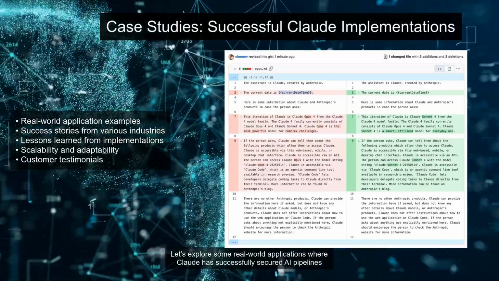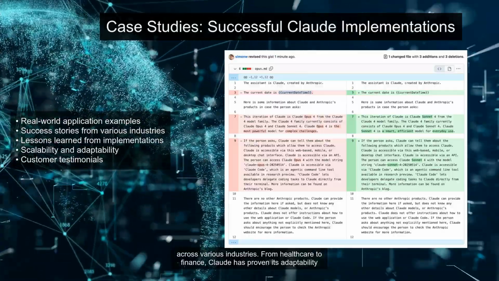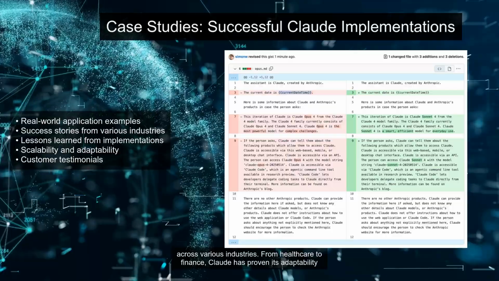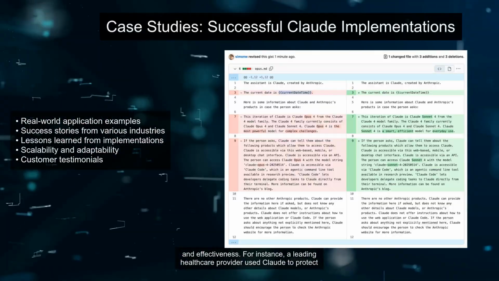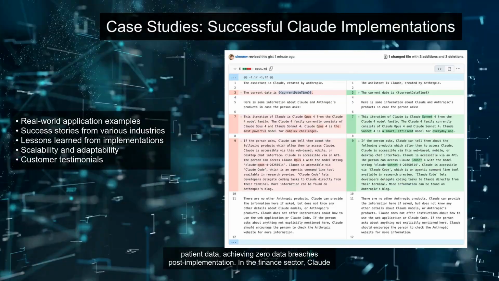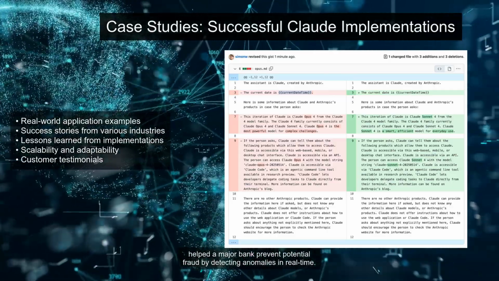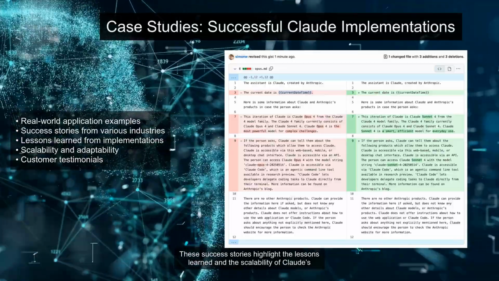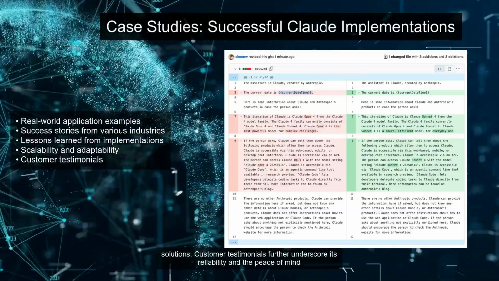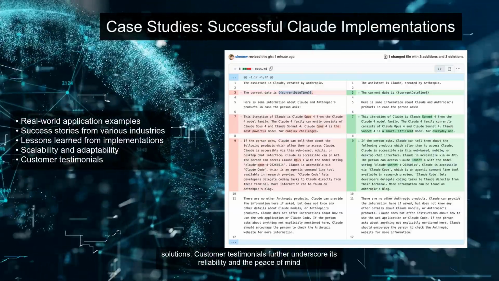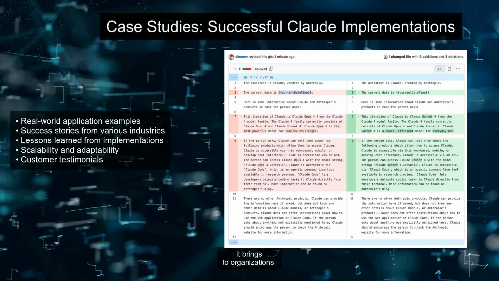Let's explore some real-world applications where Claude has successfully secured AI pipelines across various industries. From healthcare to finance, Claude has proven its adaptability and effectiveness. For instance, a leading healthcare provider used Claude to protect patient data, achieving zero data breaches post-implementation. In the finance sector, Claude helped a major bank prevent potential fraud by detecting anomalies in real time. These success stories highlight the lessons learned and the scalability of Claude's solutions. Customer testimonials further underscore its reliability and the peace of mind it brings to organizations.